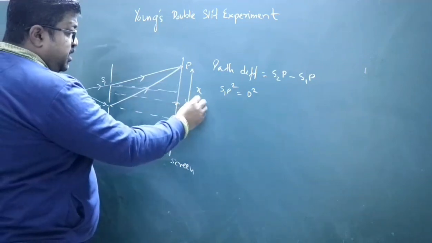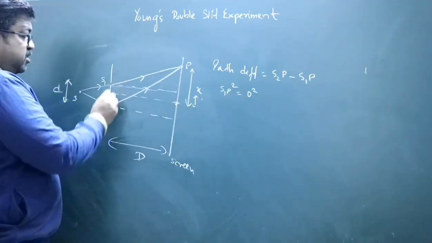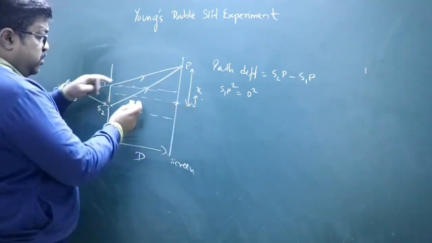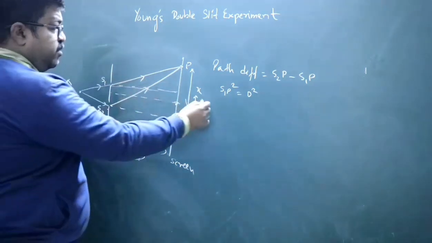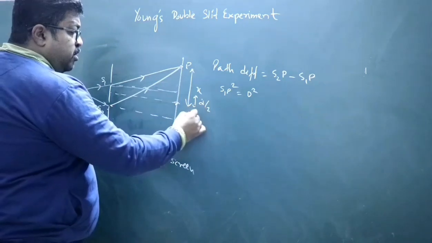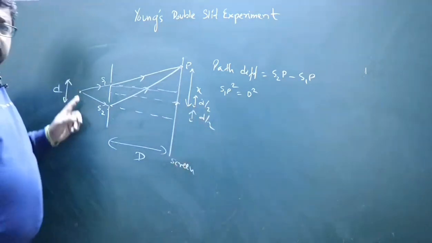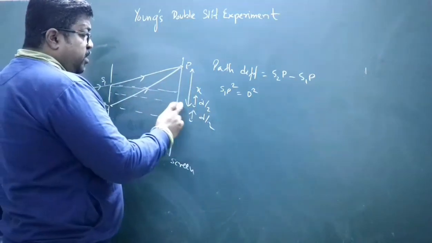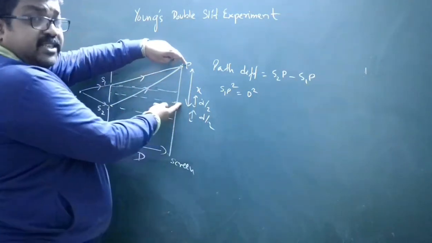See, this is d by 2. This distance between the two slits is d. This is the midpoint, so this distance is d by 2, and this distance is also d by 2. Separation between the slits is d, so this is d square. This entire thing is x.